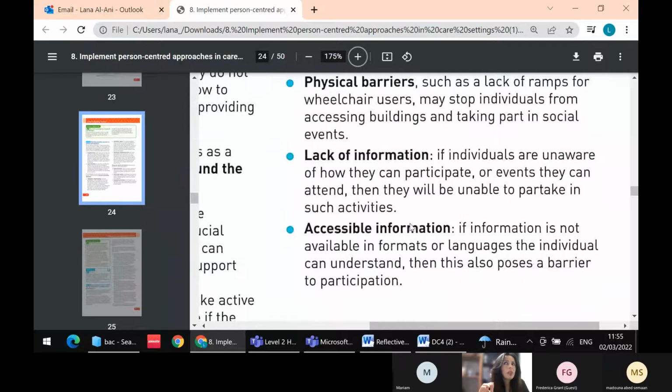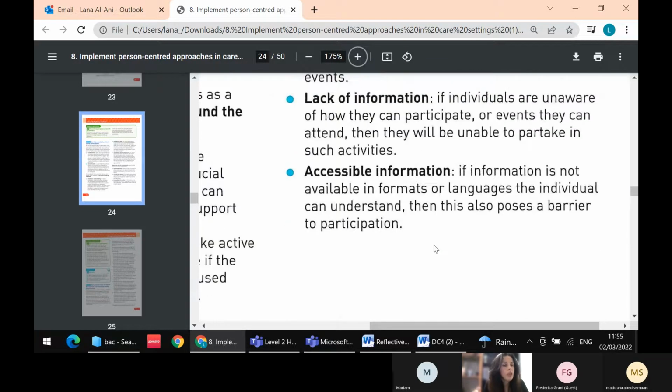Also, lack of information. If the individual or the people we care for are unaware of how they can actively participate, then they would not, because they don't have the information. They don't know how to do it. Also, accessible information. Information is available in forms of languages. So if we have all the information in English, and one of the ladies doesn't speak English, she speaks a different language, then it will be very difficult for her to access this information, because there is a barrier, which is the language barrier.